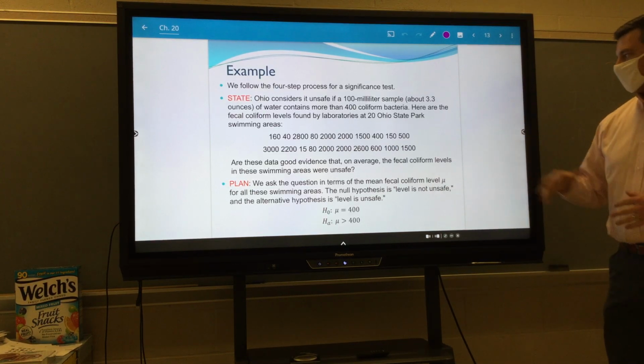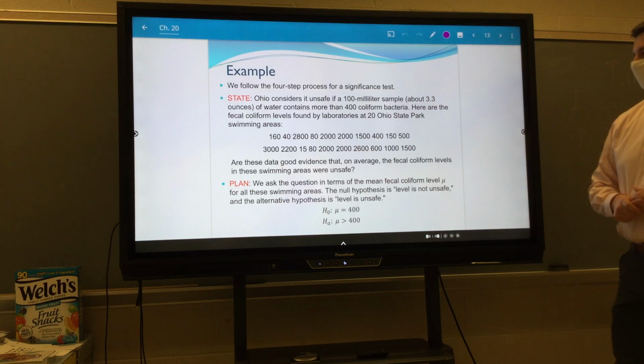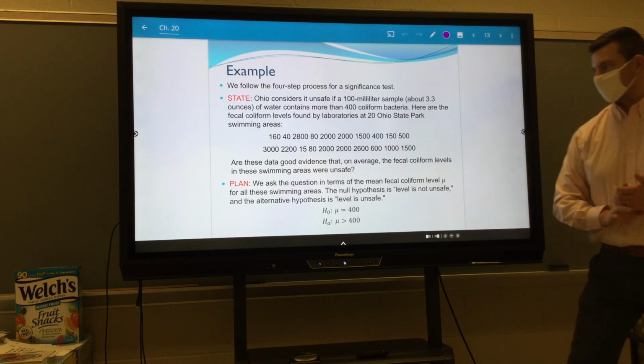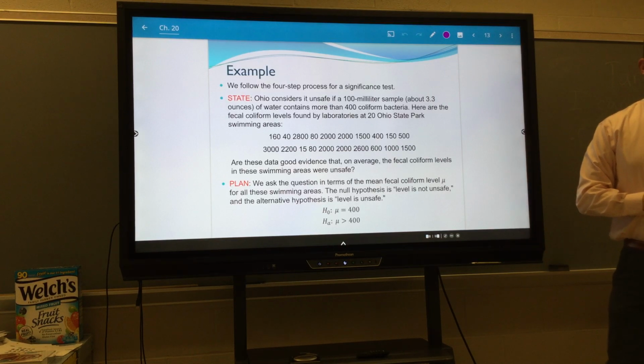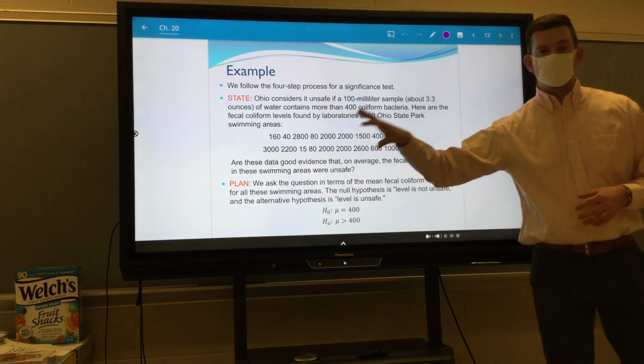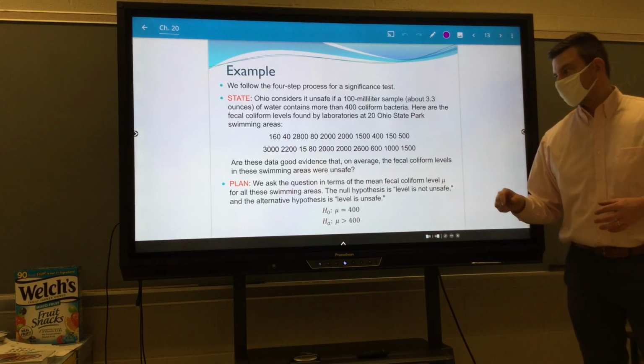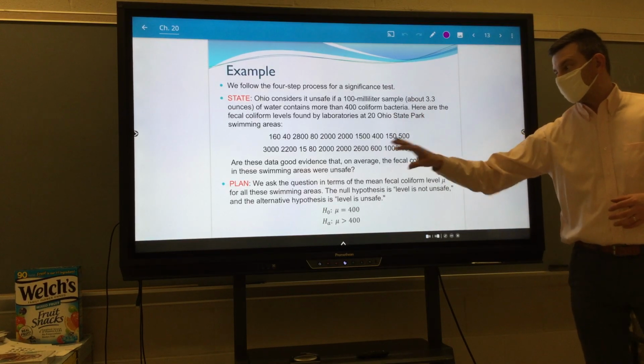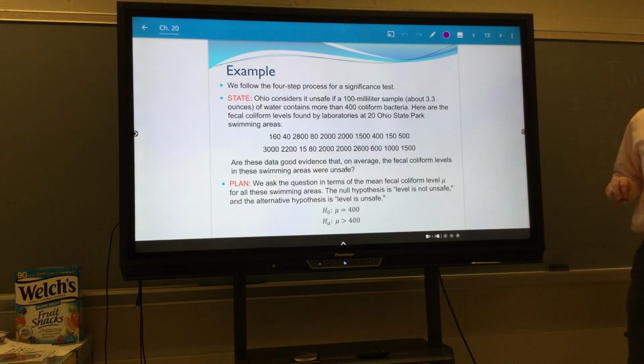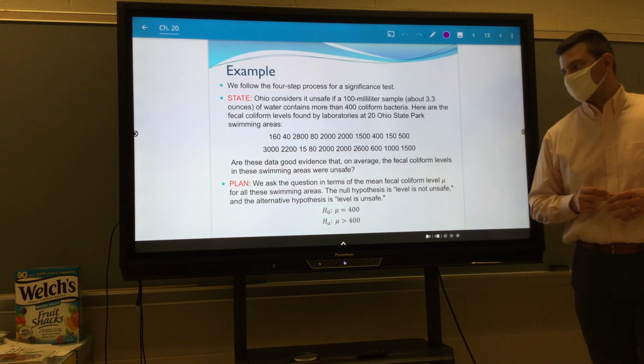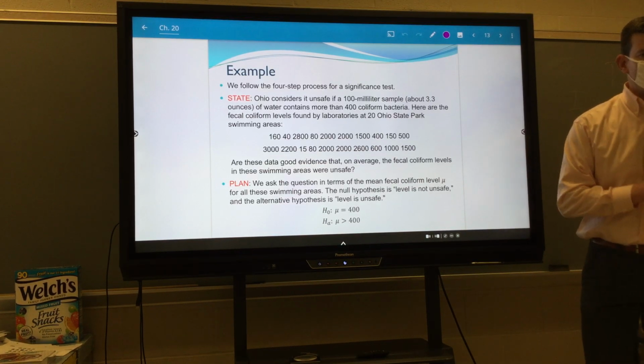We have a sample of fecal coliform levels found by laboratories at 20 Ohio State Park swimming areas. Anything over 400, the state of Ohio says is unsafe. We want to know from our sample of 20 state parks, is this good evidence that on average the fecal coliform levels in these swimming areas are unsafe?